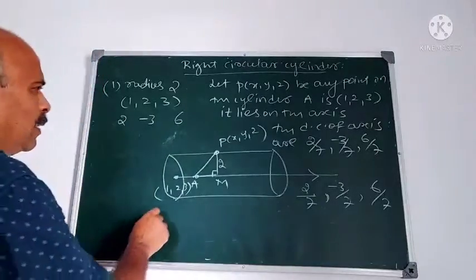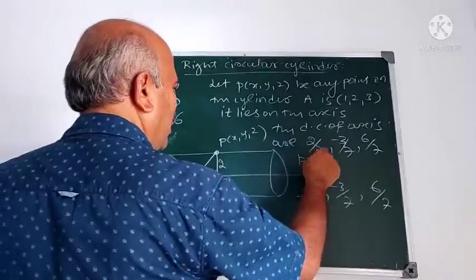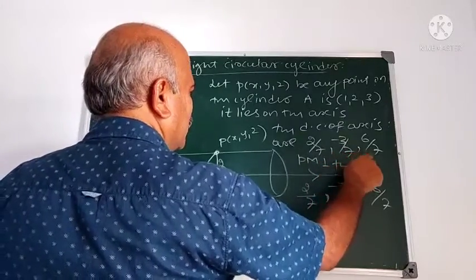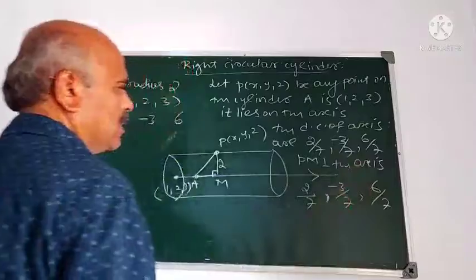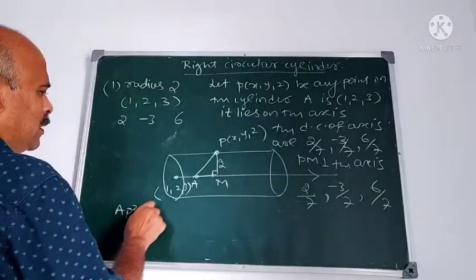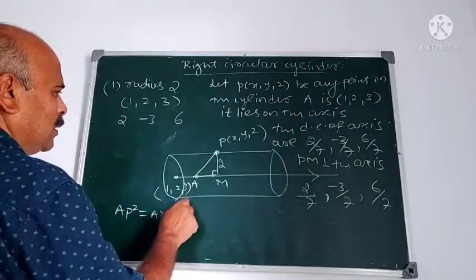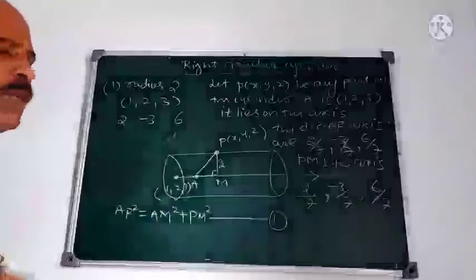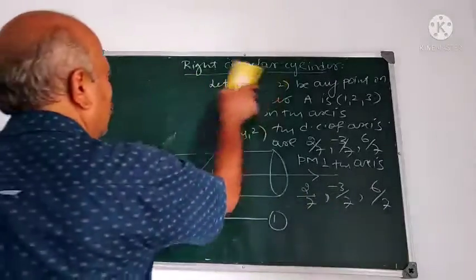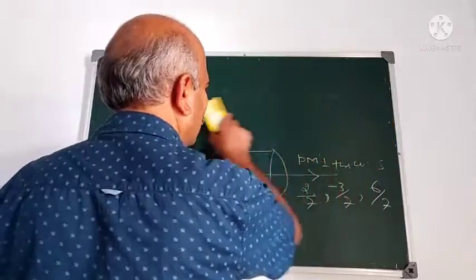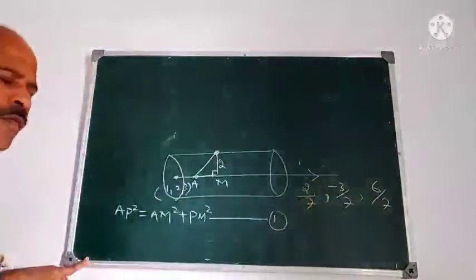Now, suppose PM is perpendicular to the axis. You have to draw this axis. Then AP square is AM square plus PM square. Take this as 1. This is the given condition now. AP square is AM square plus PM square, and we find out AM.